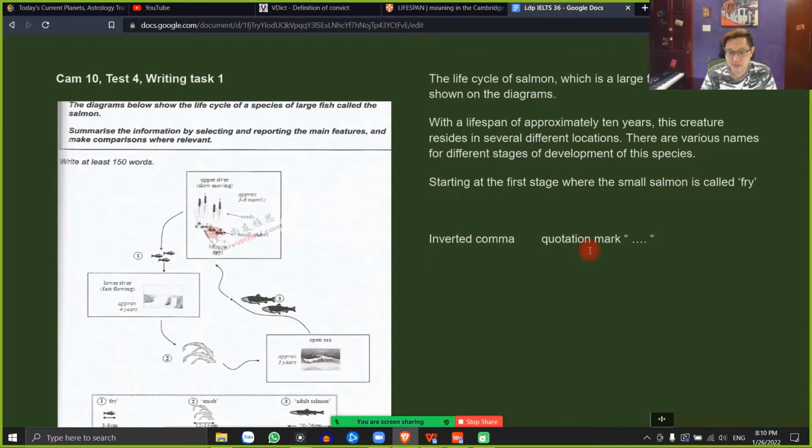Cái dấu quotation mark là cái dấu trích dẫn đó, nó dùng để trích dẫn lời chính xác từng từ một của người này người kia thôi, các bạn đừng có nhầm nha. So basically don't confuse the two. Starting at the first stage where the small salmon is called fry.